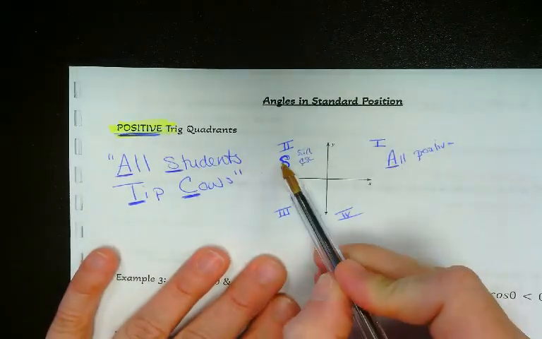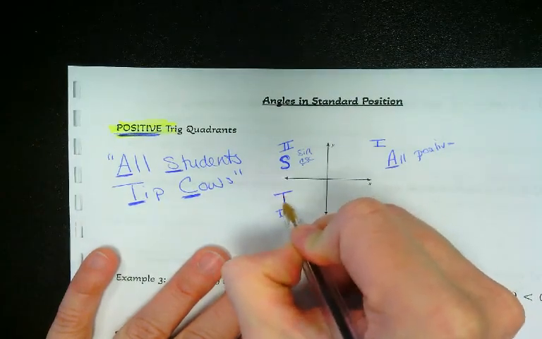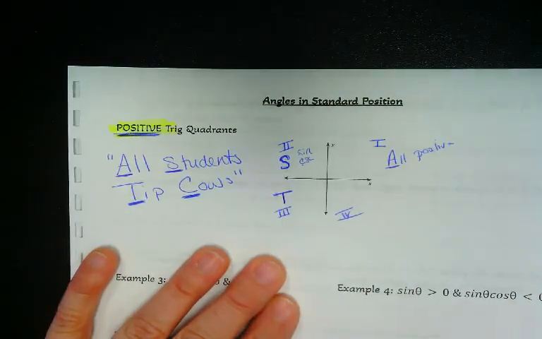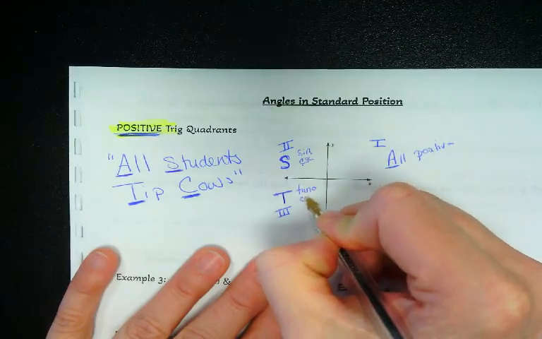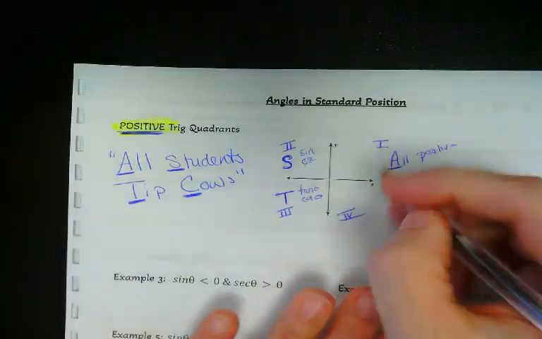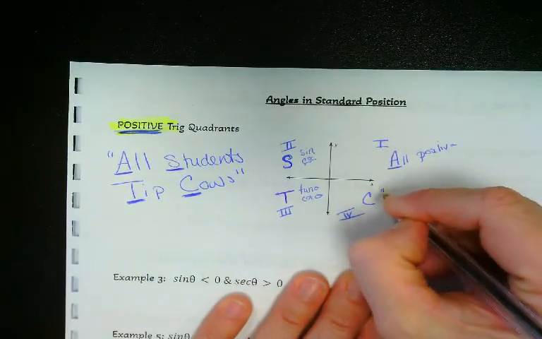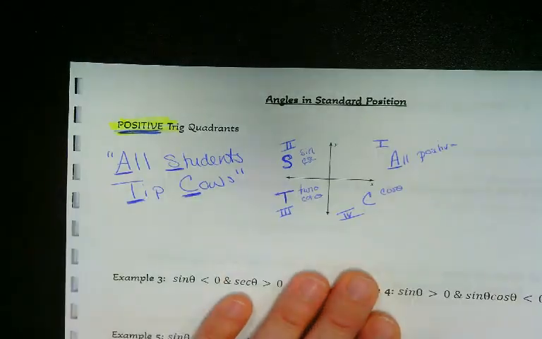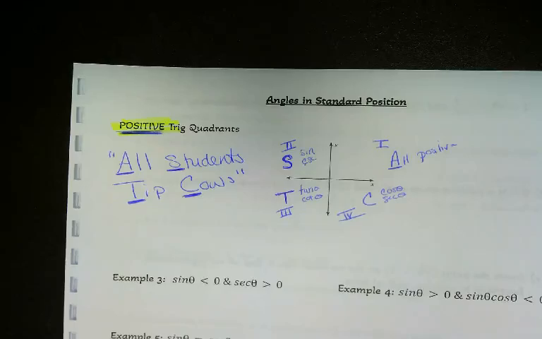So all students, what's going to go here? T for tip. So who do you think goes in this quadrant? Tangent, and it's going to bring along its partner. Who's its partner? Cotangent. All students tip cows. So who's our main trig function? Cosine. And who's its reciprocal partner? Secant. Excellent. Okay, so this tells us where these trig functions are positive.